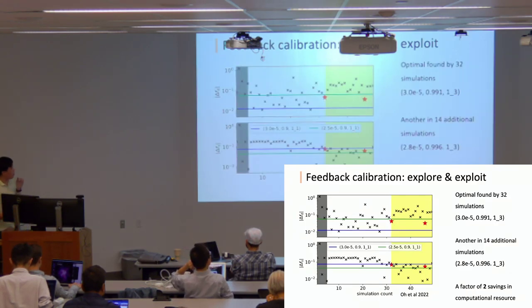So yeah, like I was saying, we found the optimal by 32 simulations, and in another 14 simulations, we found another match. So this is a factor of 2 in saving. So it's still less than what manual calibration is doing.